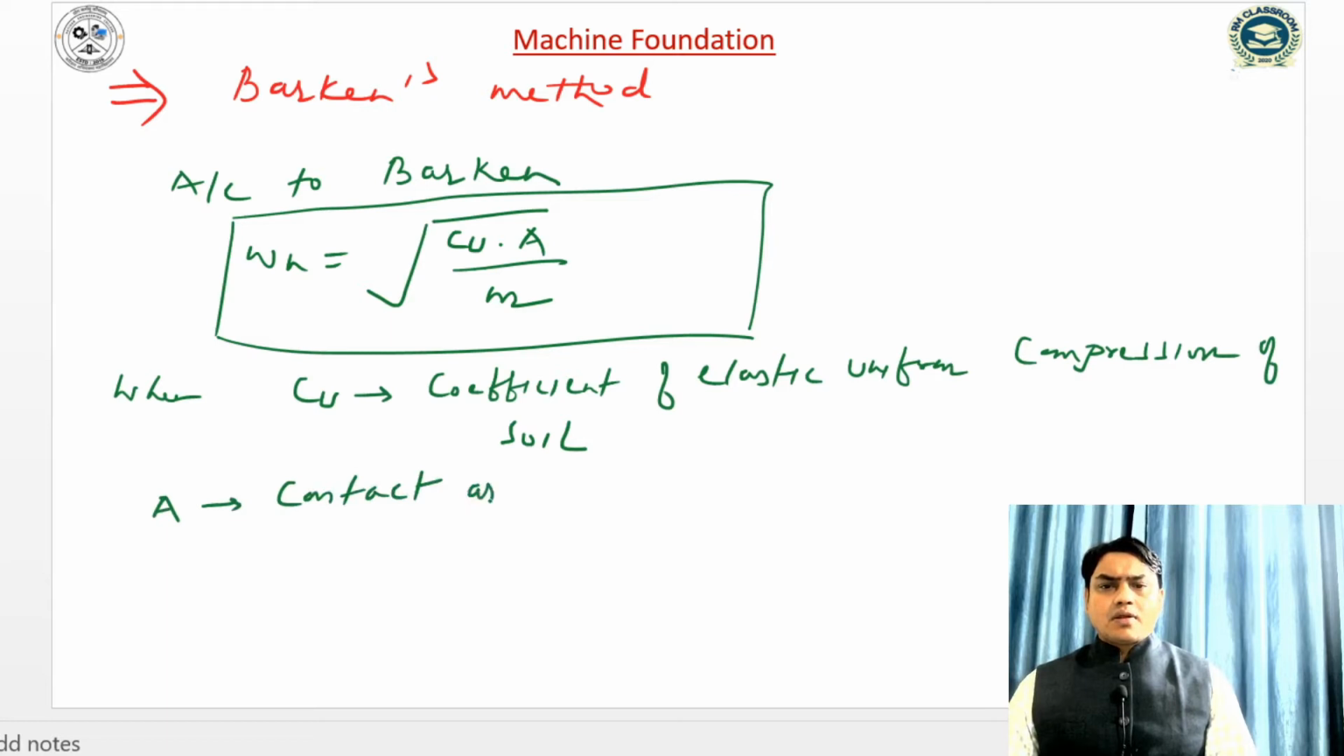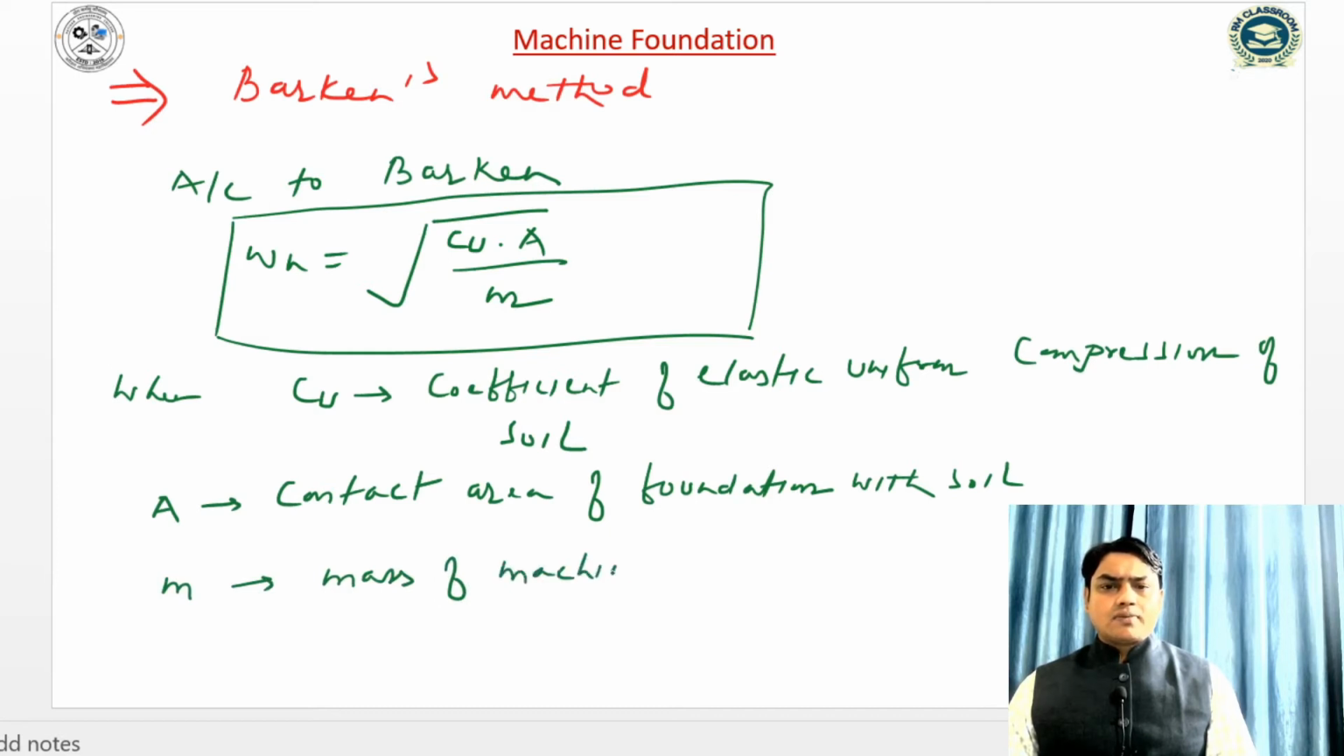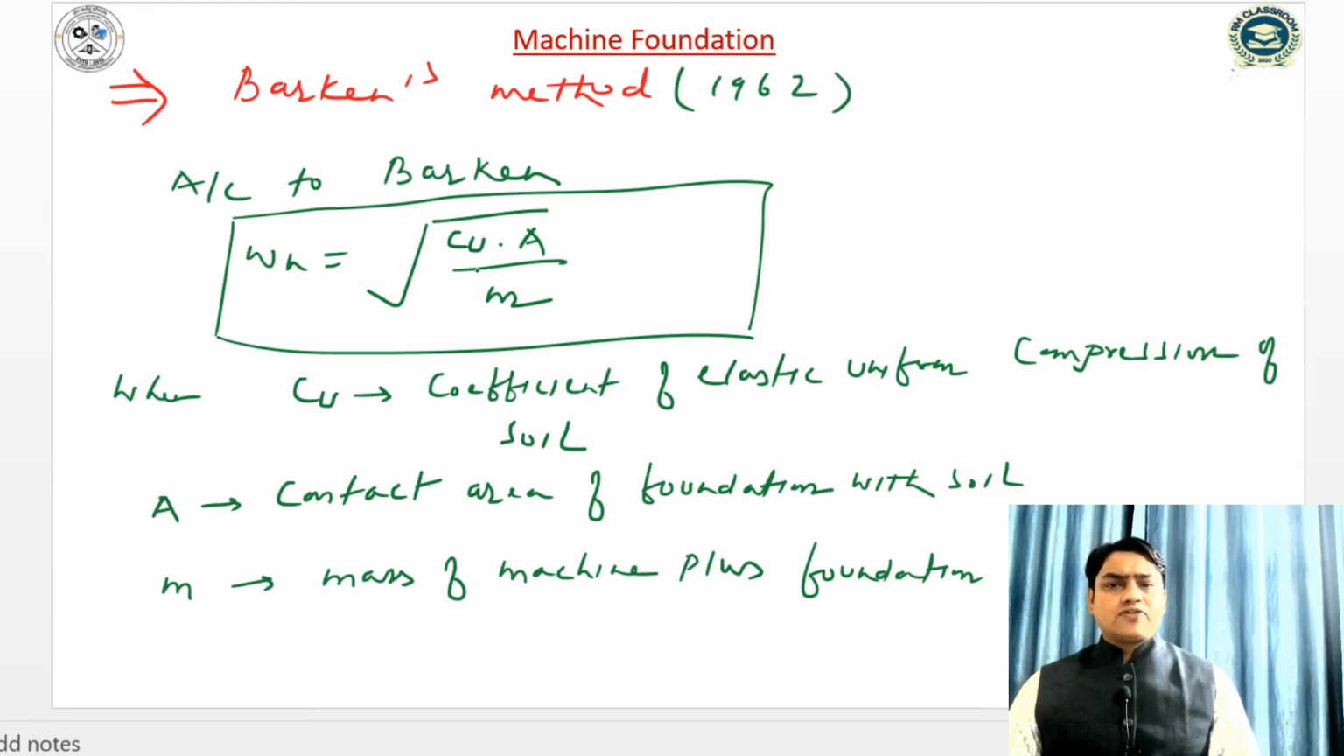So this expression was given by Barken in 1962, and according to Barken, the natural circular frequency is equal to square root of Cu A divided by M, where Cu is the coefficient of elastic uniform compression of soil, A is the contact area of foundation with soil, and M is the mass of machine plus foundation.